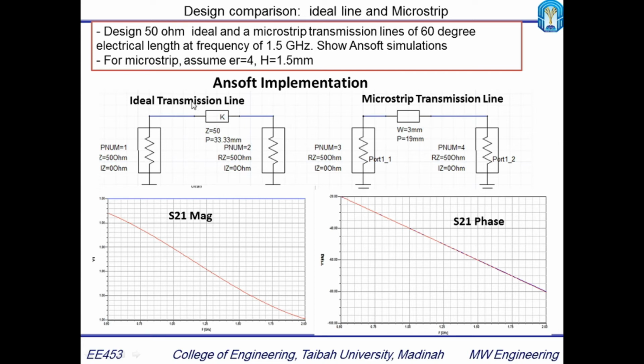One thing we can notice is that for the ideal transmission line, the length is 33.33 millimeters, which produces a phase of 60 degrees. For the same phase, the length of the microstrip is less than the length of the ideal transmission line. This is because the velocity of microstrip is more. Sorry, the velocity is less. So, if the velocity is less, beta is more, and we need less length to have the same phase. So, as we can see, at 1.5 gigahertz, the phase is almost exactly 60 degrees here. So our design is correct.